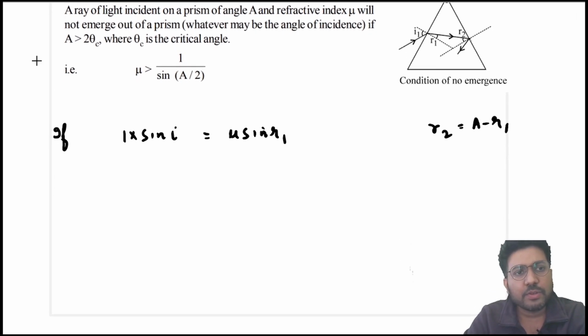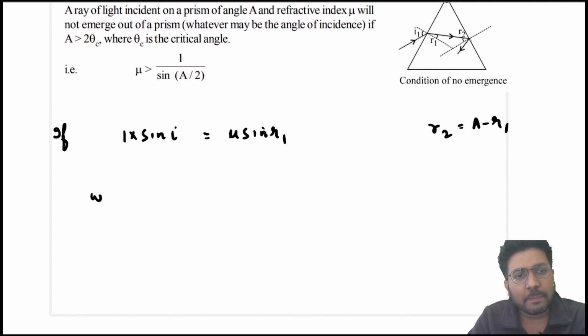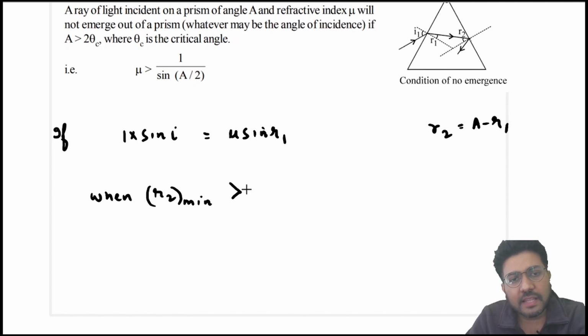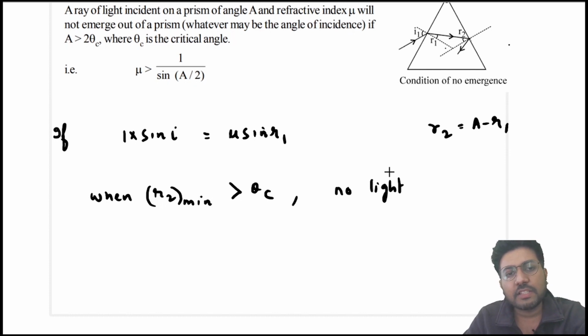And again what you will do here is no light should emerge from this. When will no light emerge from this? When R2 minimum is greater than the critical angle here, because here light is traveling from denser to rarer. So when R2 minimum is greater than the critical angle, you will say that no light will emerge. Why? Because if the minimum angle formed here is greater than the critical angle, then all the angles that can be formed here will be greater than the critical angle for whatever be the angle of incidence. Okay, so no light will transmit.